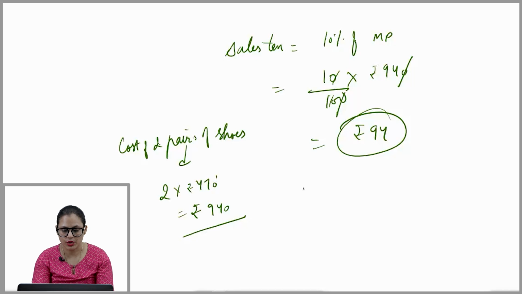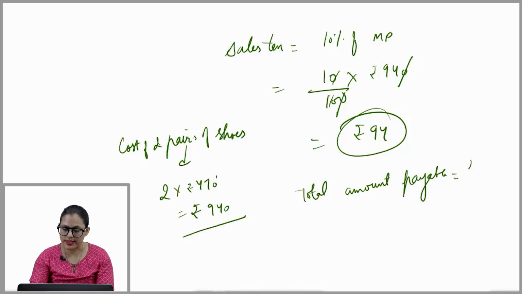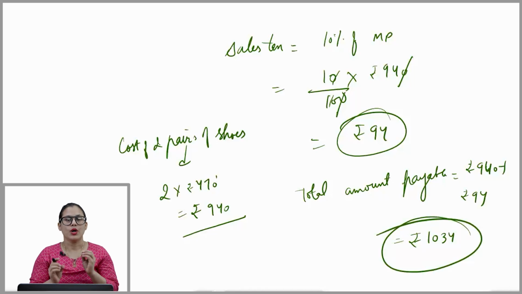Now we have to find out the total amount payable. Rupees 940, which is the marked price, plus rupees 94, which is the sales tax. Okay, so rupees 1034 is the total amount which Amar is going to pay.